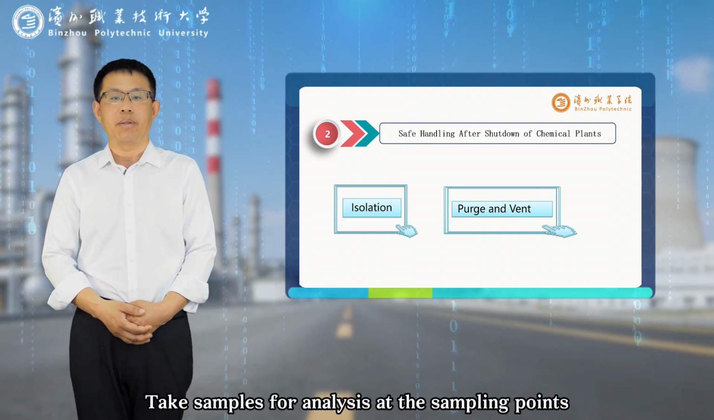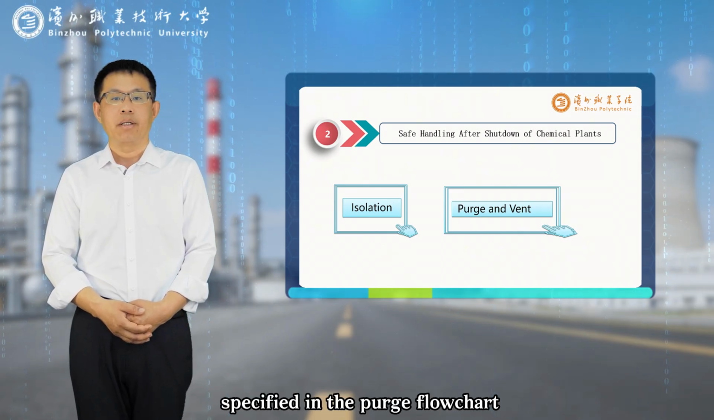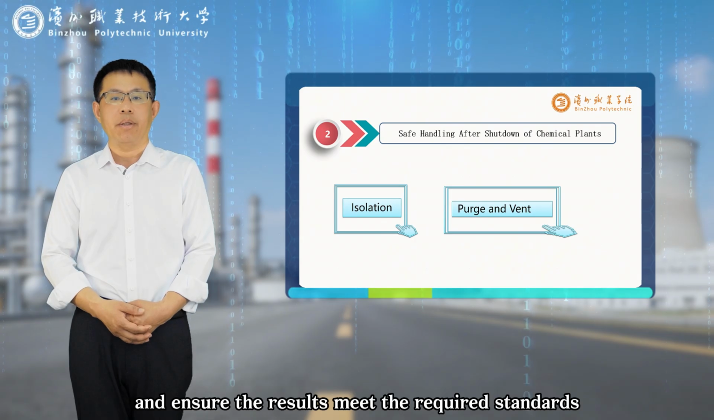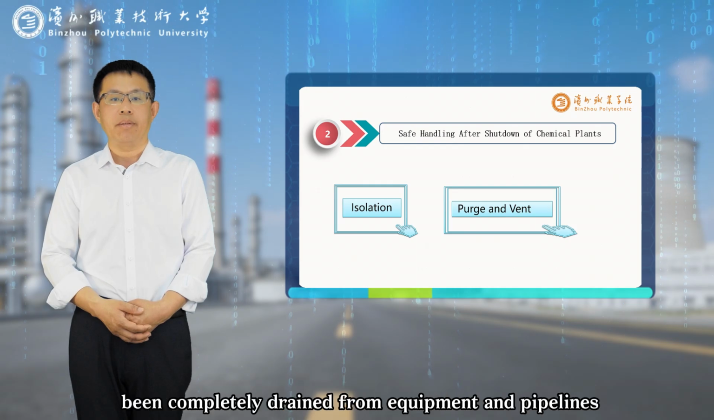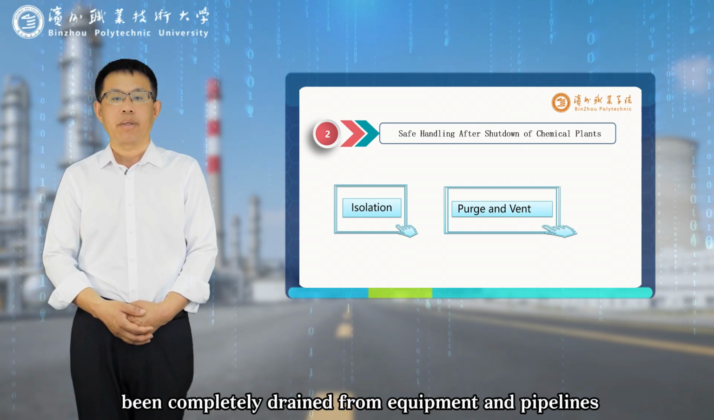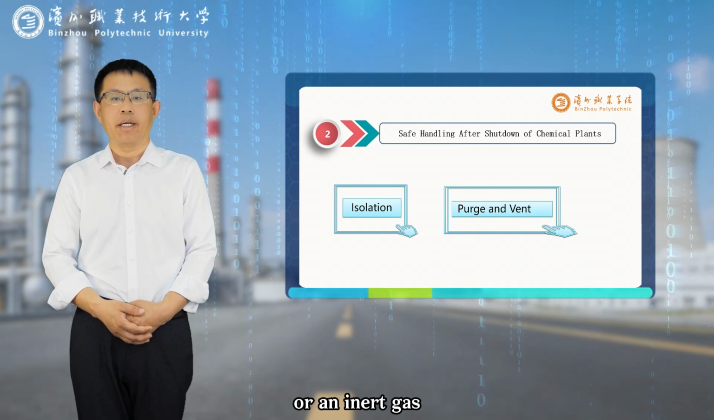Fourth, take samples for analysis at the sampling points specified in the purge flowchart and ensure the results meet the required standards. For flammable or toxic liquids that have not been completely drained from equipment and pipelines, they are generally removed by purging with steam or an inert gas.